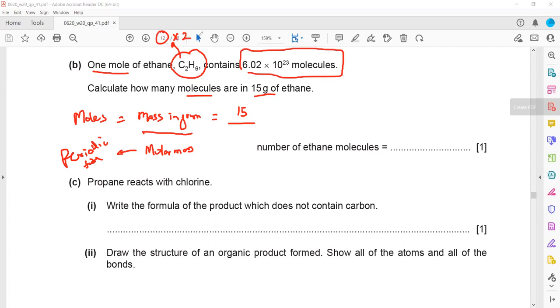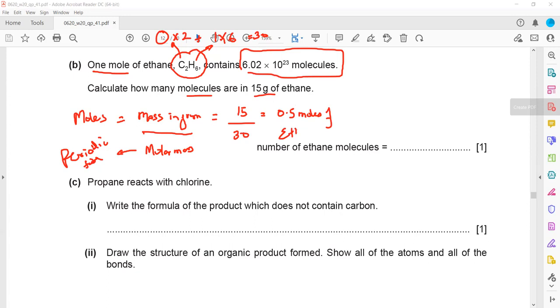2. So 12 multiplied by 2, 24. Plus mass of hydrogen is 1, and how many hydrogen atoms are there? 6. So it will be 24 plus 6. So the molar mass is equal to 30. So 15 divided by 30. When 15 is divided by 30, how many moles of ethane do we get? We'll get 0.5 moles of ethane.